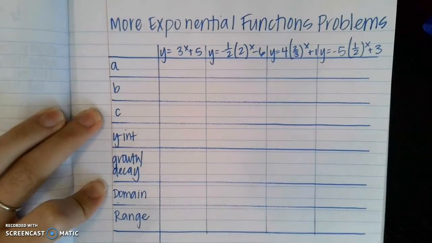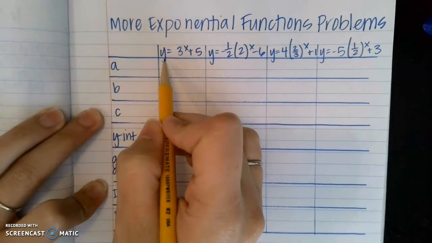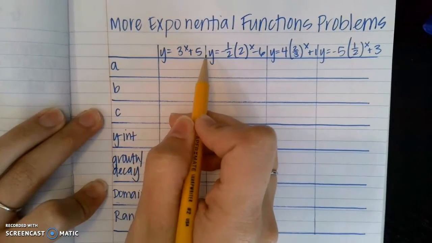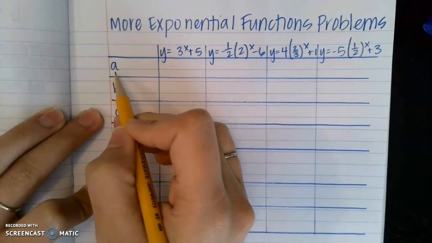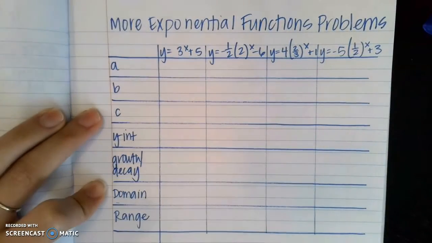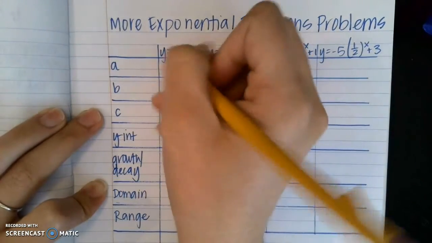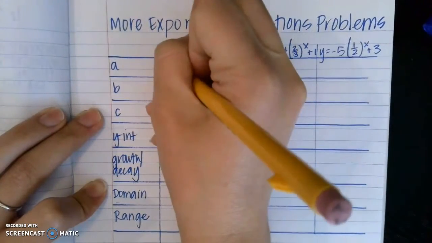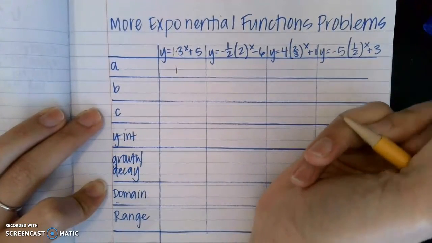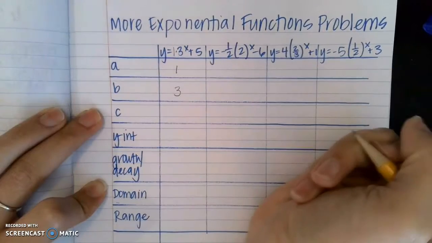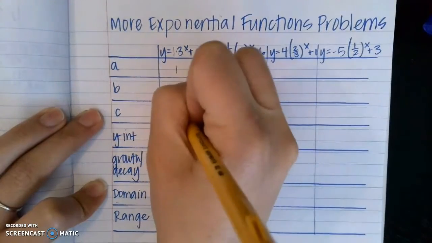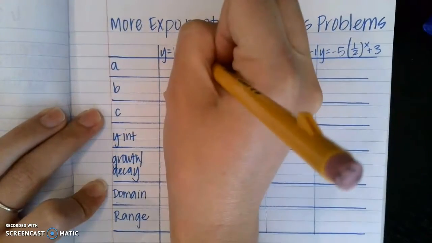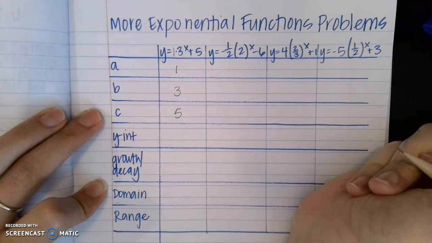So looking at this very first example, it says y equals 3 to the x plus 5. So it's looking for the a value. It's looking for the number in front that we're multiplying everything by. If we don't see a number out front, that number is 1. So the a is 1. In this example, b is 3. That's my base. And my c is 5, my number that I'm being added to.